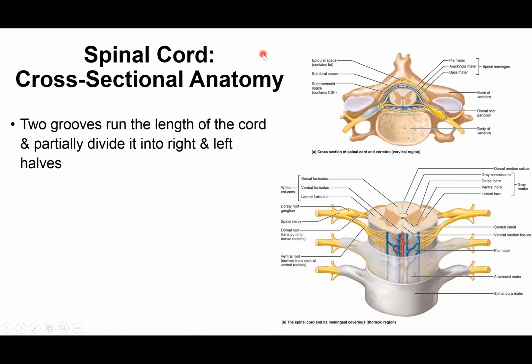Okay, so let's talk about some cross-sectional anatomy of the spinal cord. So we have two different grooves that are going to run the length of the spinal cord, and these two different grooves serve to partially divide the spinal cord into left and right halves.